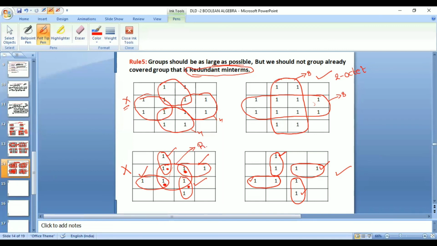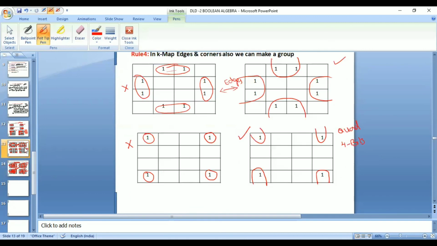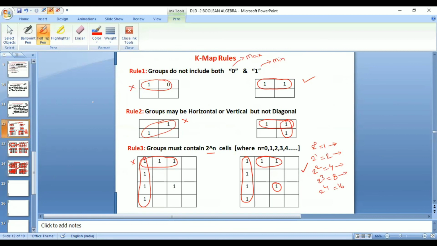So now this quad, if you group this quad, this is nothing but a redundant group, which is not required. Already all the minterms are covered. So that is the reason making these four into a quad is wrong. So this is the best way to make the group. So here all the minterms are covered. That is the reason there is no need of making this quad. So that is the only reason. These 5 points keep in your mind. So with this knowledge, we can easily solve any type of K-map problems. Hope you understand this.